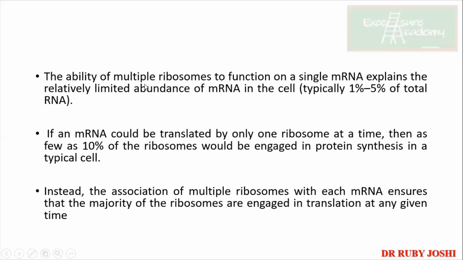The ability of multiple ribosomes to function on a single mRNA explains the relatively limited abundance of the mRNA in the cells. What does that mean? Whatever the amount of RNA, your protein is more than that. It's not like if there is one mRNA then you get one protein. If it is one mRNA, you can have thousands of copies of your protein. It is because of the presence of multiple ribosomes.